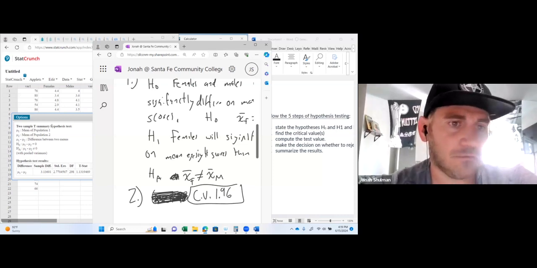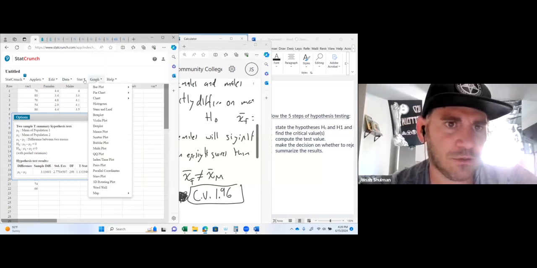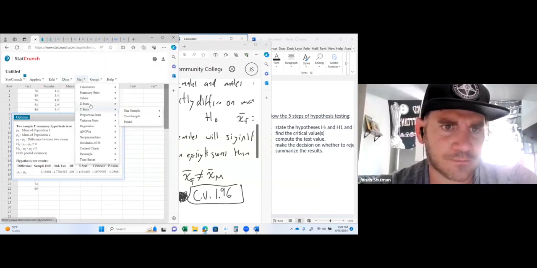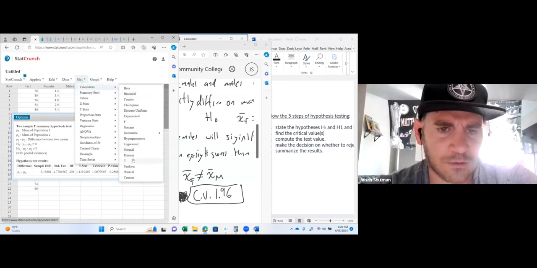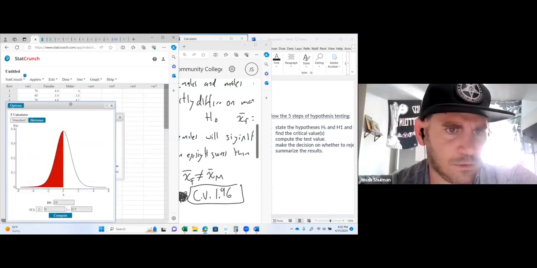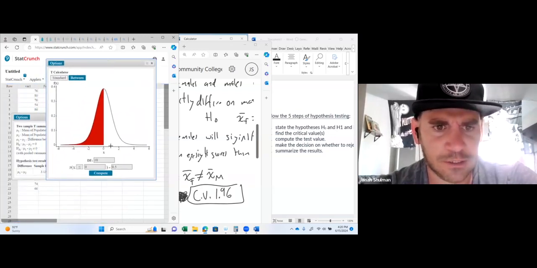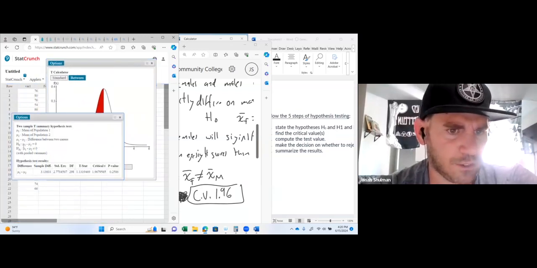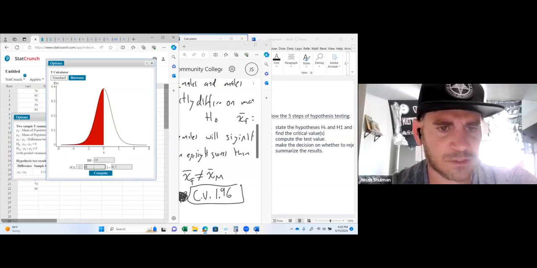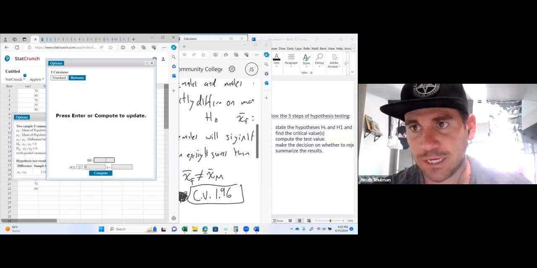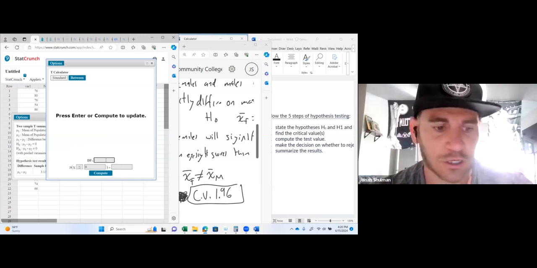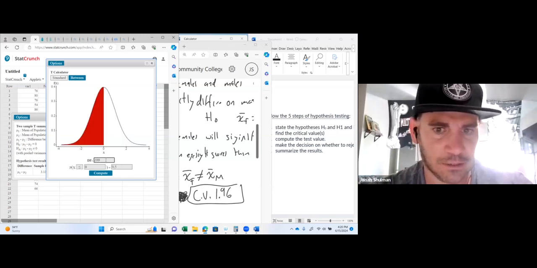Now, how can we get that? Well, we can go to this, right? We can go to the stats. We could go to normal, or we could go to T. Here's our T-stat calculator. Our degrees of freedom is 298 because we have two groups. So usually it's just n minus 1, right? It'd be 299, but because we have two groups, our degrees of freedom is 298.